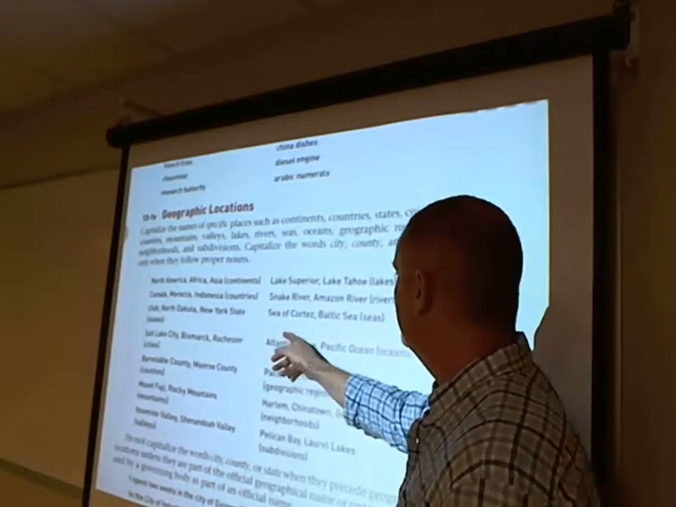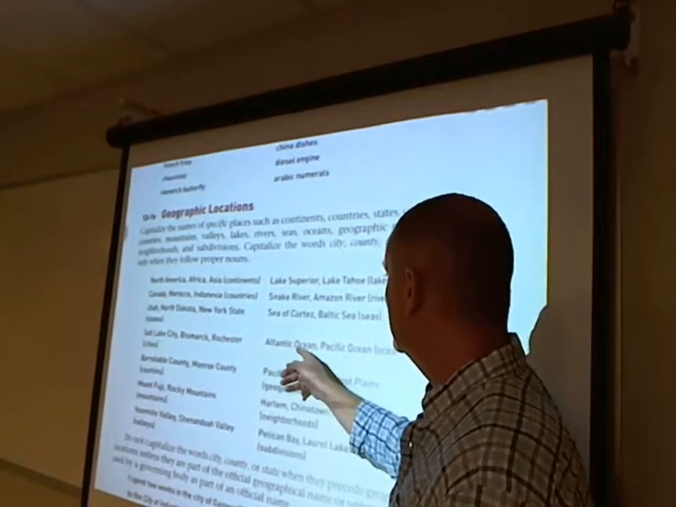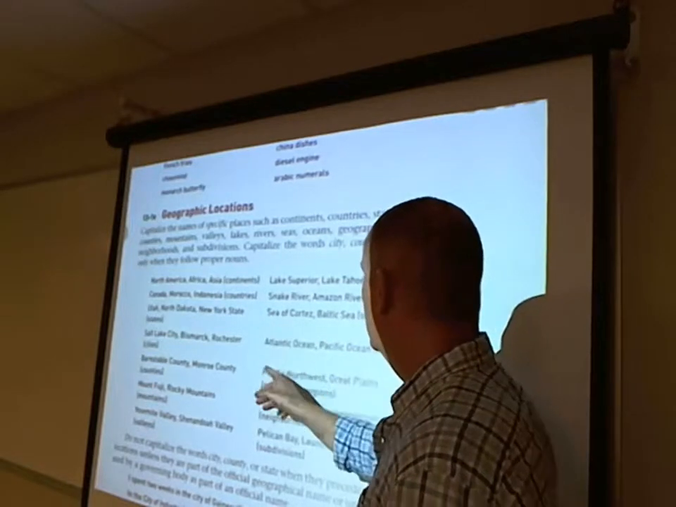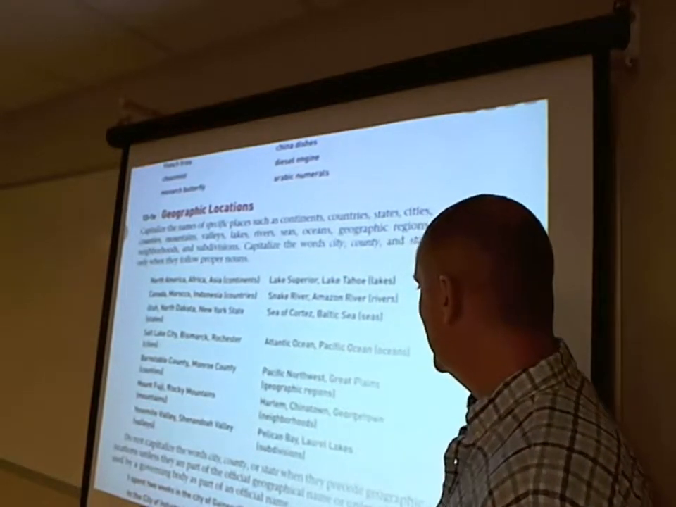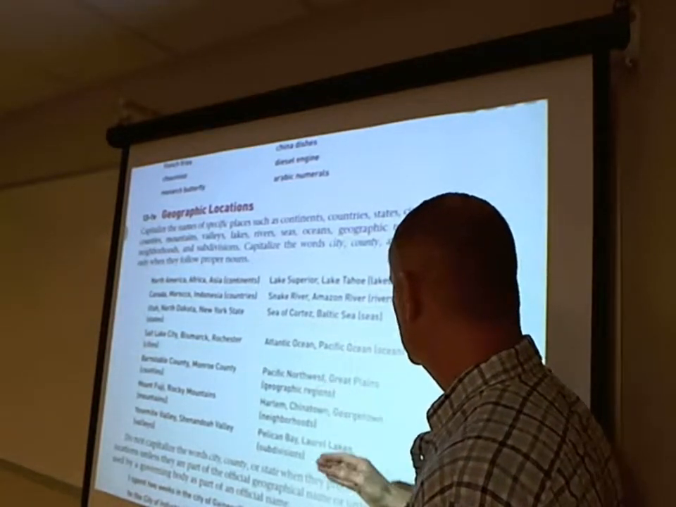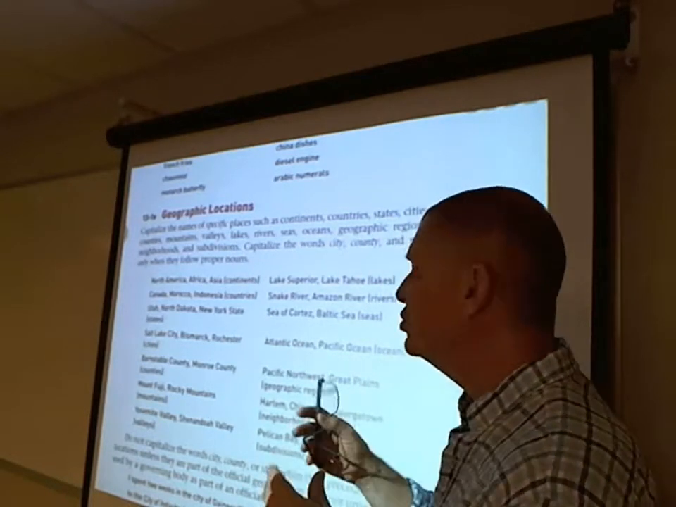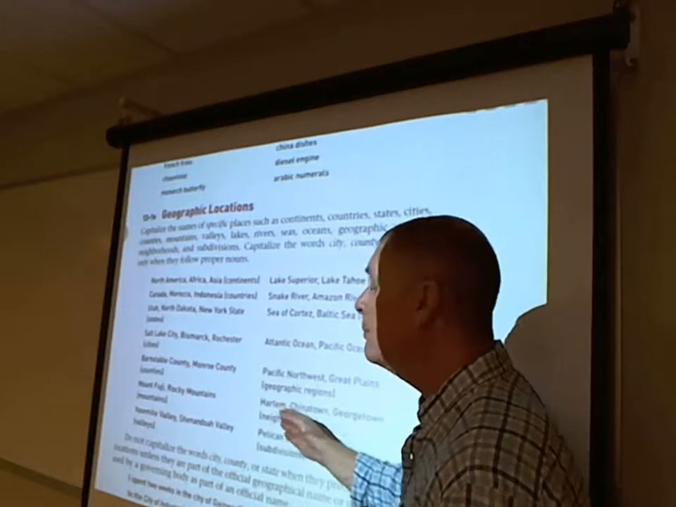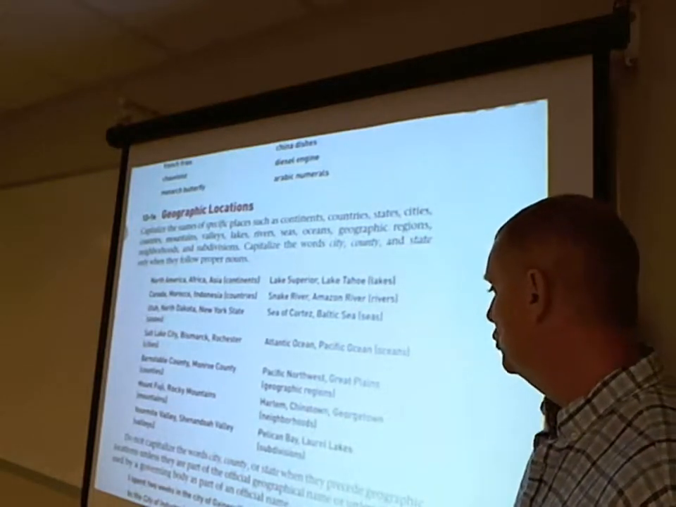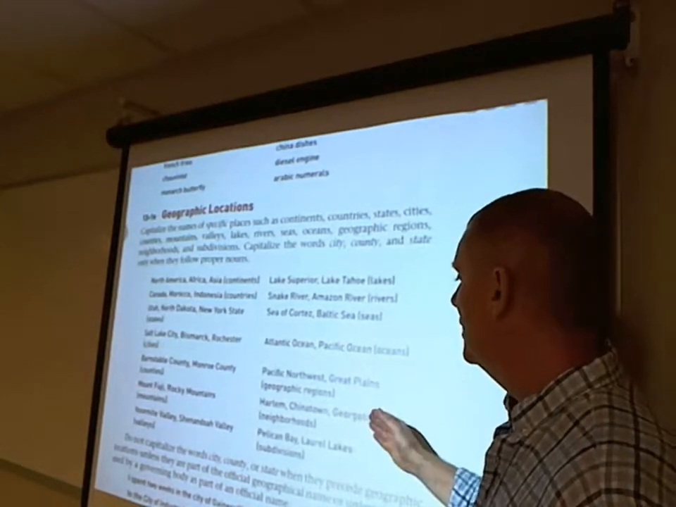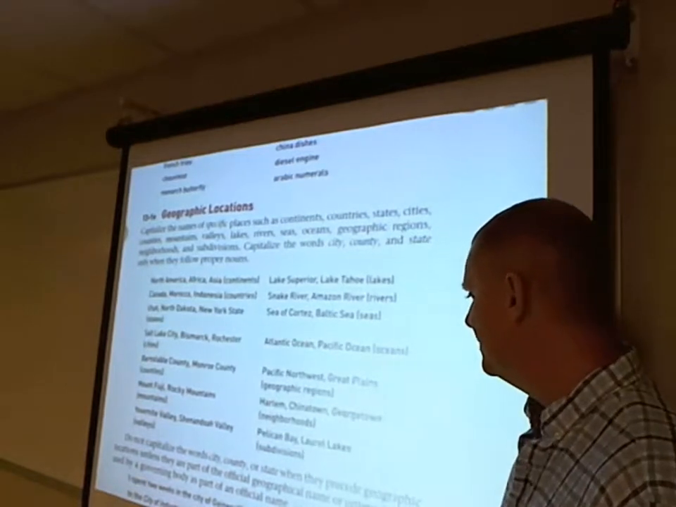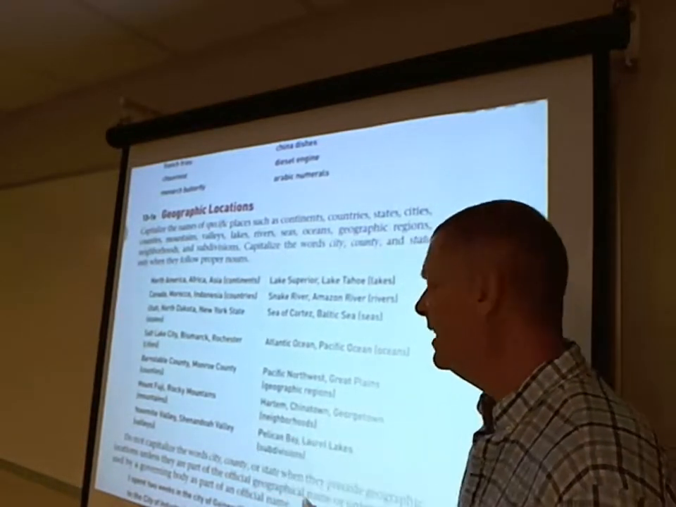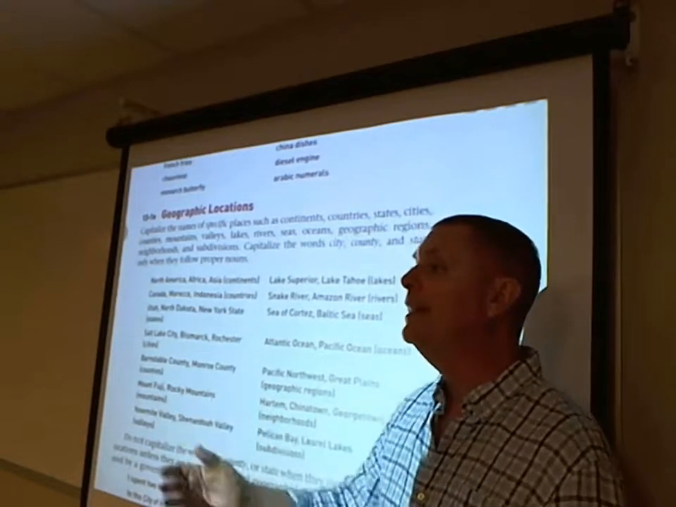Preposition, I guess I should say, with the word of. And then Atlantic Ocean, Pacific Ocean are capitalized, Pacific Northwest, Great Plains. Both of those are geographical regions which are capitalized. Neighborhoods, Harlem neighborhood, Chinatown, Georgetown, those are neighborhoods, so they're capitalized. And subdivisions would be like Pelican Bay, Arbor Creek would be capitalized as well.